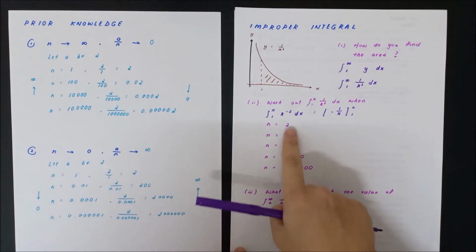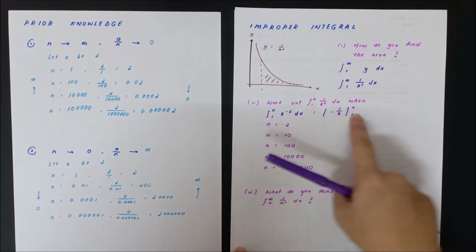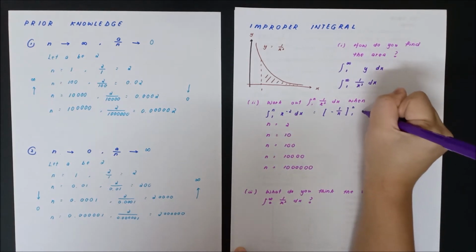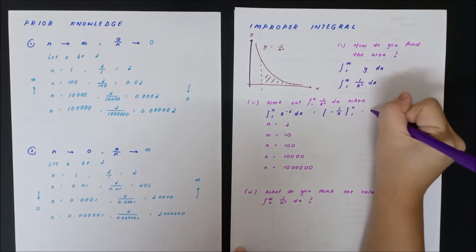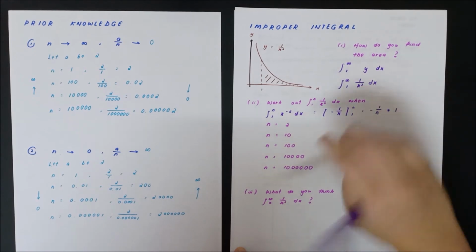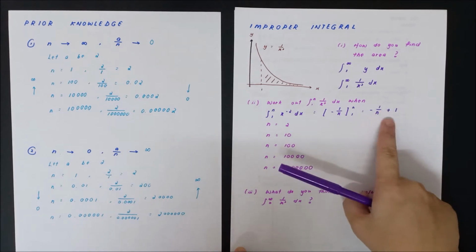Okay, now let's try all these values. Maybe you can write this out. When you substitute n, you are getting -1 over n, and when you substitute 1, you are getting +1, because minus -1, so you get -1 over n plus 1.